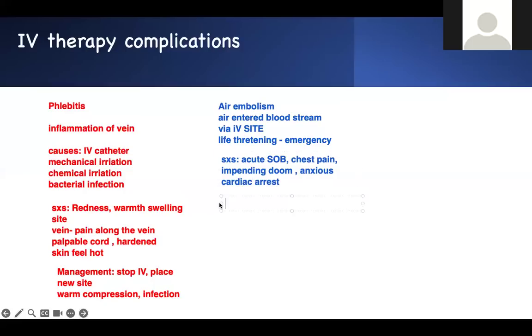So what is happening? Air is rushing into the IV and going to the bloodstream. When it gets to the bloodstream, it's going to the heart and then it's going to your lung, and then you die from it.